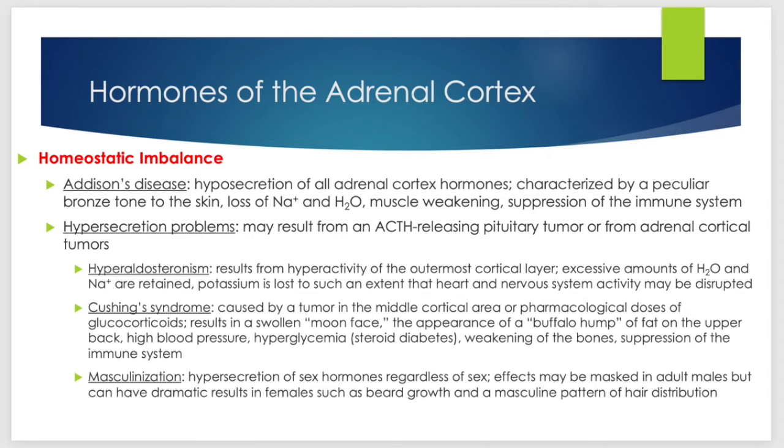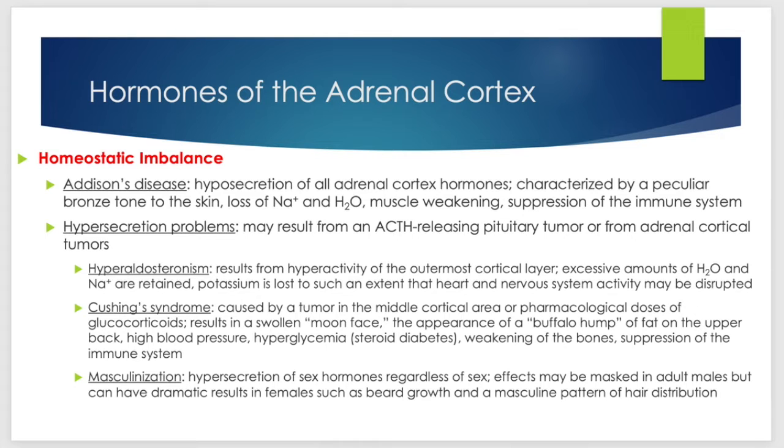If we look at imbalances with adrenal cortex hormones, first we have Addison's disease. And that is hyposecretion, or not producing enough of all of the adrenal cortex hormones. People with Addison's typically have a strange bronze tone to their skin. They would have a loss of sodium and water. Their muscles would be weak and their immune system wouldn't function properly.